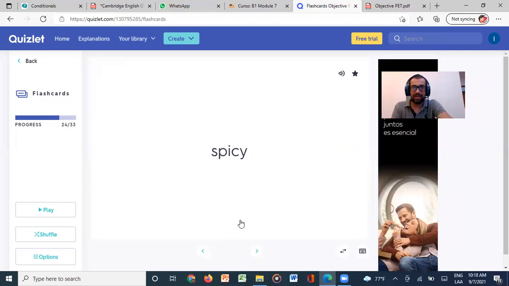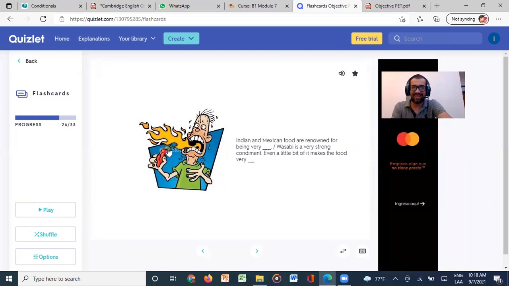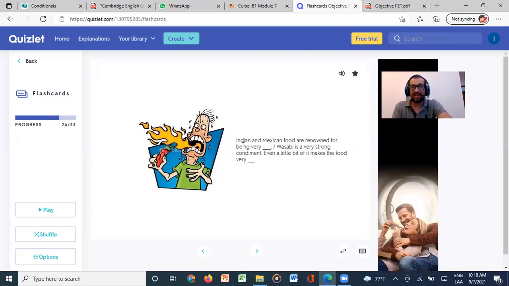Spicy. What is a spicy? Well, if you eat, in this case, this hot pepper, right? An example, Indian and Mexican food are renowned for being very spicy, right? So that's an example. 24.